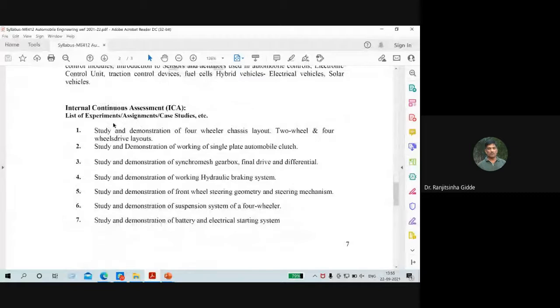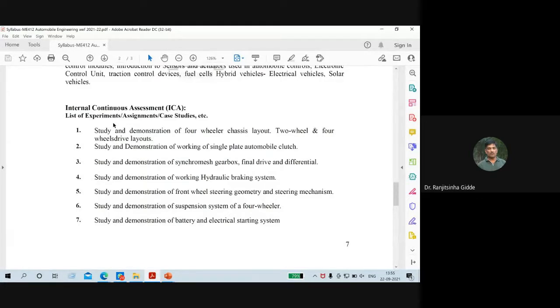Then with respect to internal continuous assessment, we have 8 to 10 experiments in line with the chapters and units. The first one is study and demonstration of four-wheeler chassis layout, with two-wheel and four-wheel drive. This is a study type.